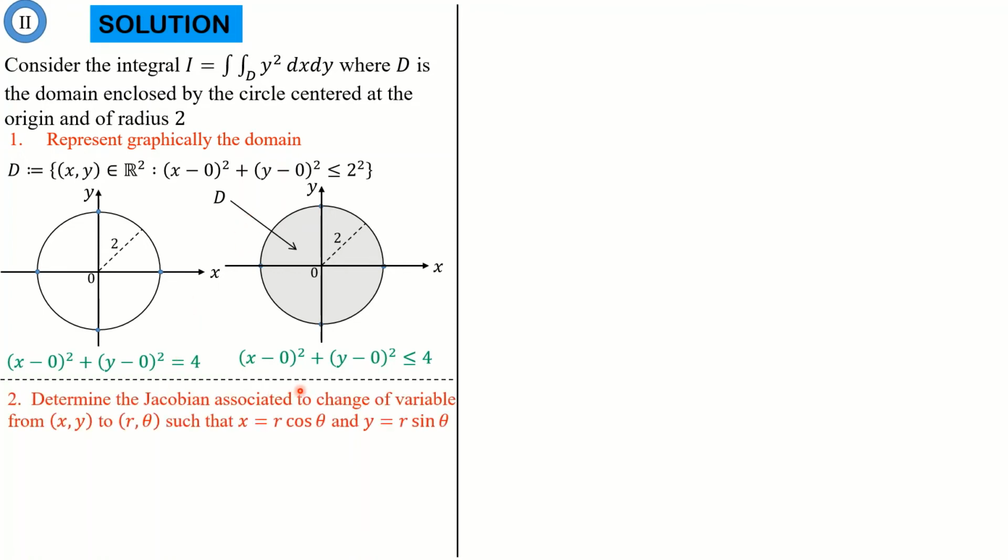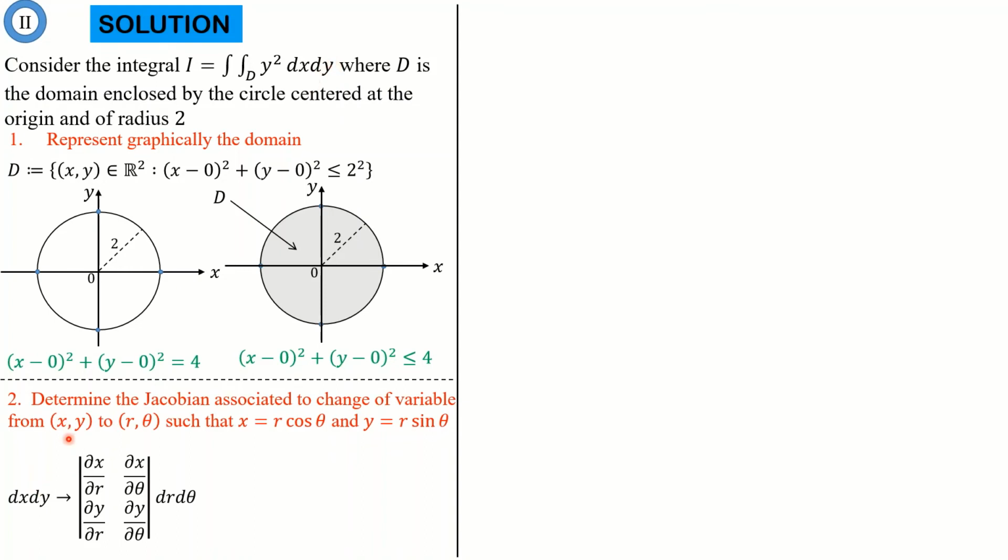Second, determine the Jacobian associated to the change of variable from the xy world to the r theta world, such that x is equal to r cosine of theta and y is equal to r sine of theta. So we want to change from xy to r theta, that is the Jacobian associated to this change. So simply, here is a formula, because I'm changing everything. So changing dx dy to, because here is my integral on this domain. I can see dx dy there, so that is actually what I'm taking to.